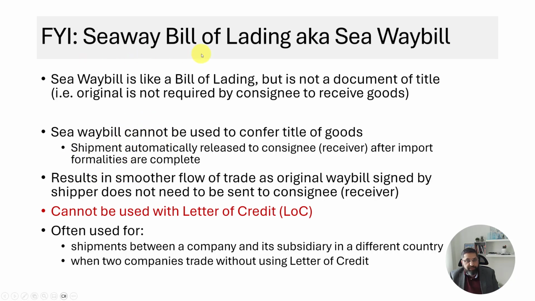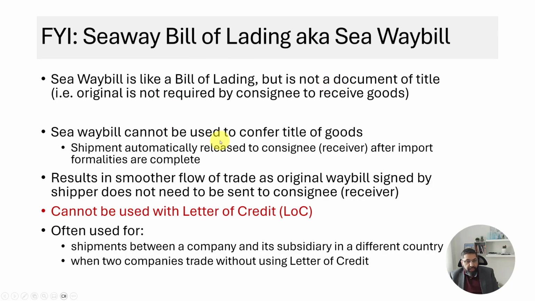Okay, so then we have the C-way bill of lading or C-way bill. C-way bill cannot be used to confer title of goods. Shipment automatically released to consignee after import formalities are complete. It's like a bill of lading, but it's not a document of title. Originally, it's not required by consignee to receive the goods.